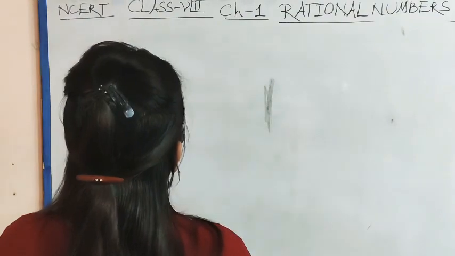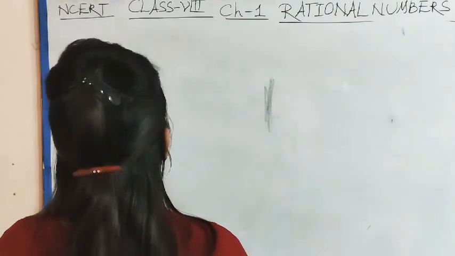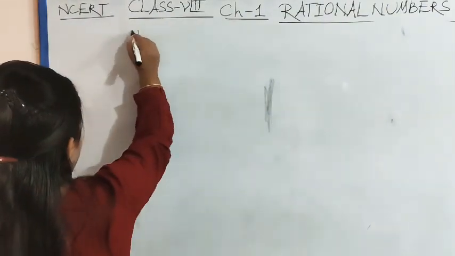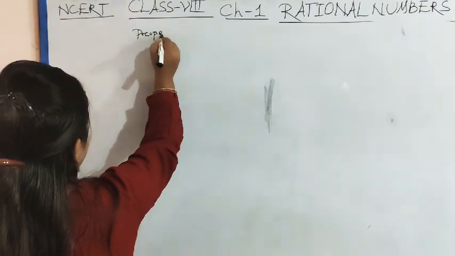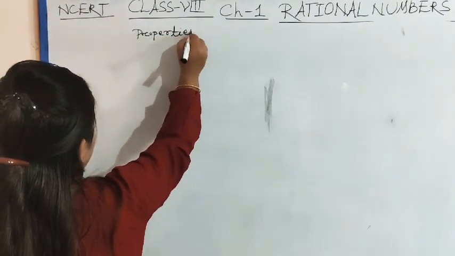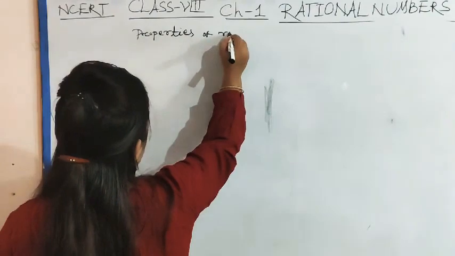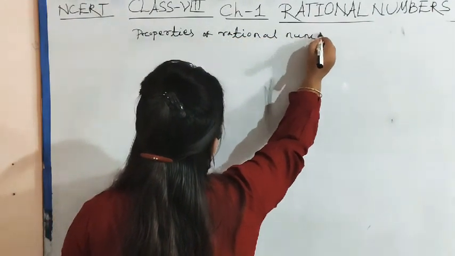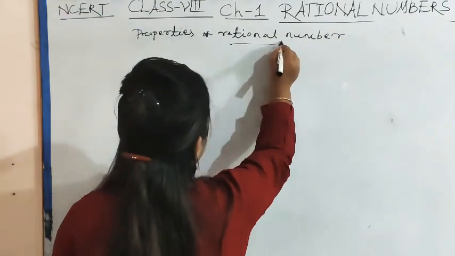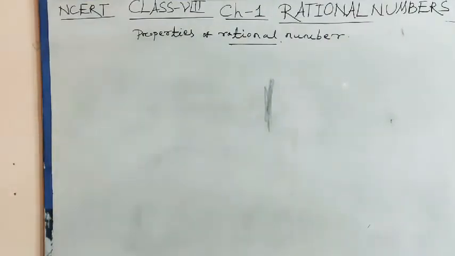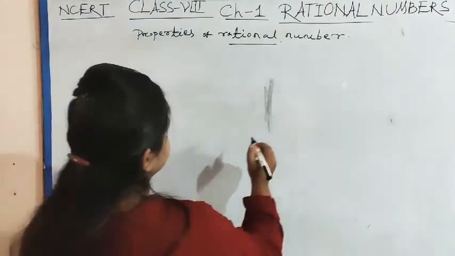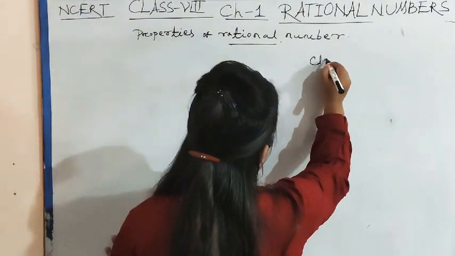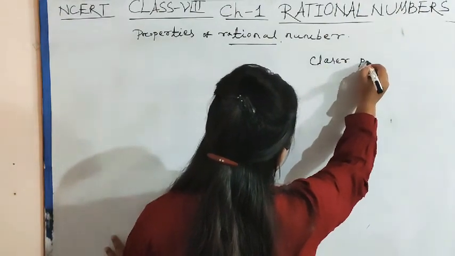So now we will discuss the properties of rational number. We take these 4 operations to check the properties. Okay, first one is closure property.